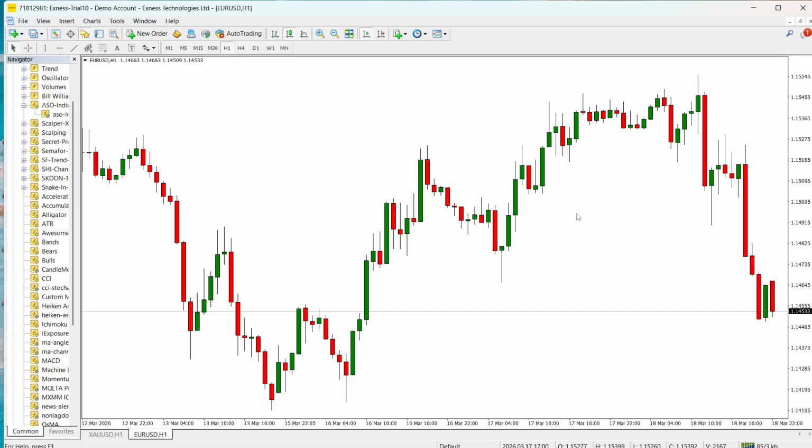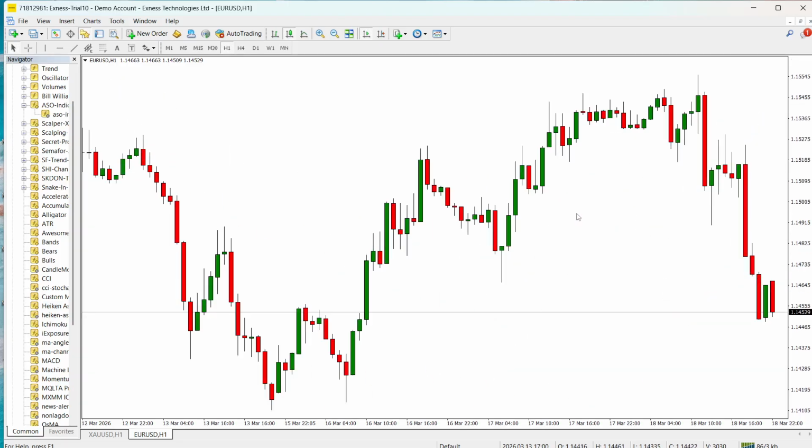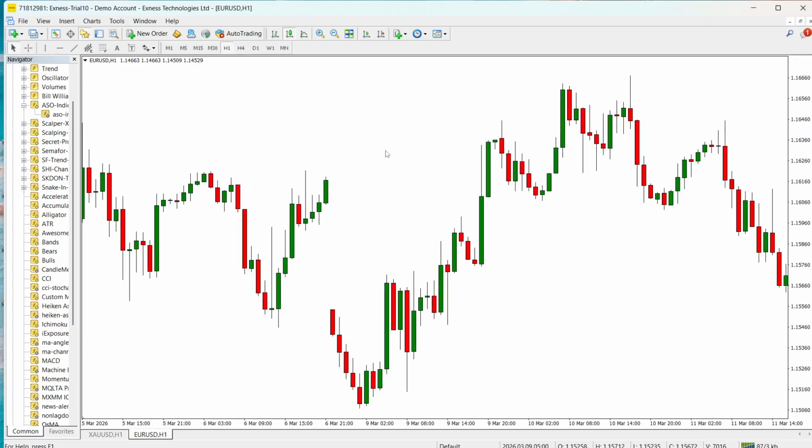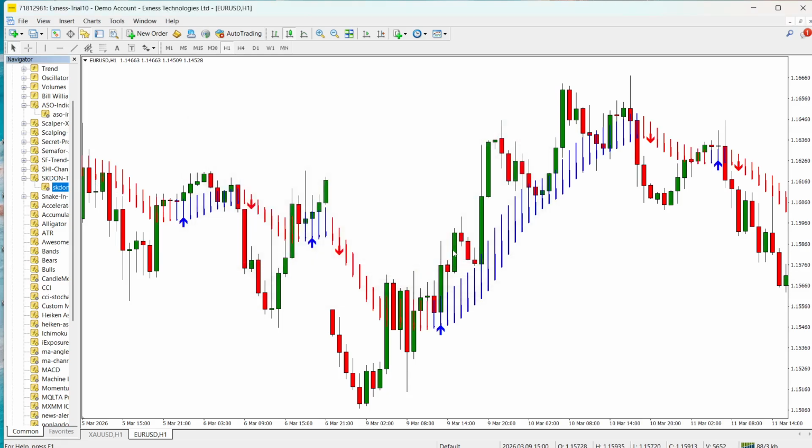This tool is designed to give a clear visual read on trend direction by plotting color-changing elements on your chart, helping you quickly see when conditions are bullish, bearish, or shifting. At this point, I'll load the indicator on the chart so you can see how it looks in real time. Remember, I want to allow DLL imports, and there we go.